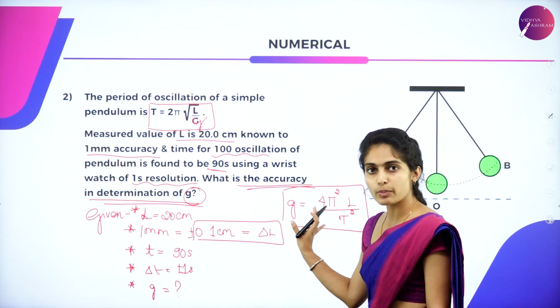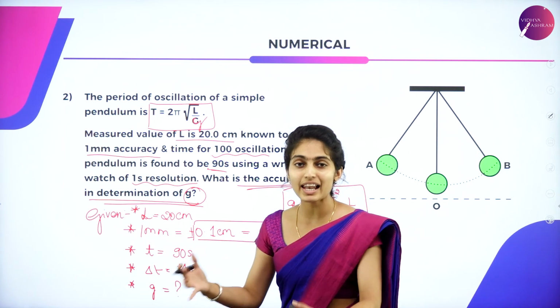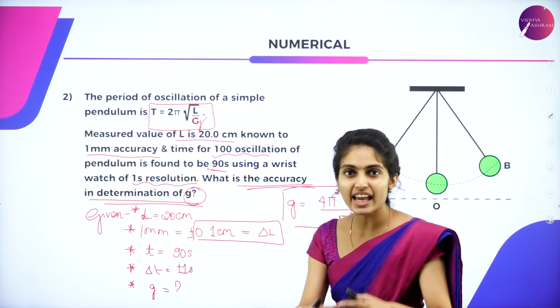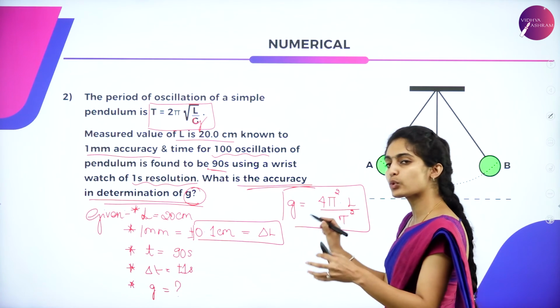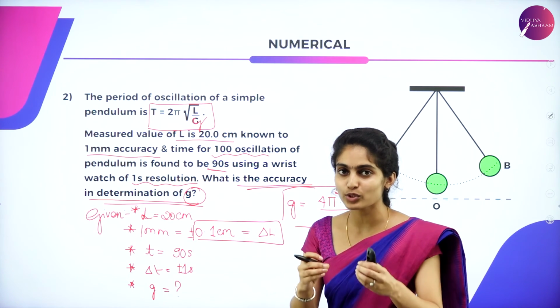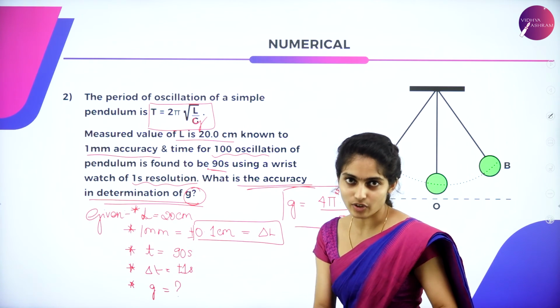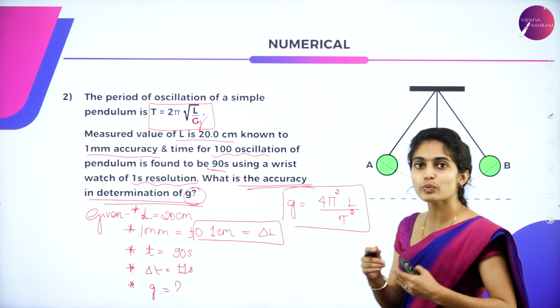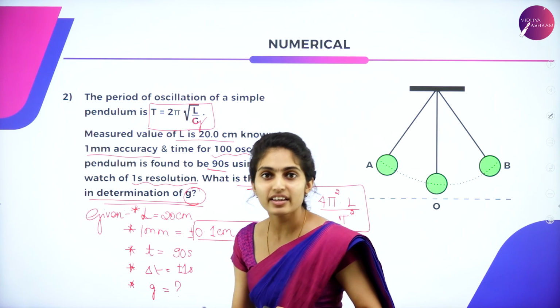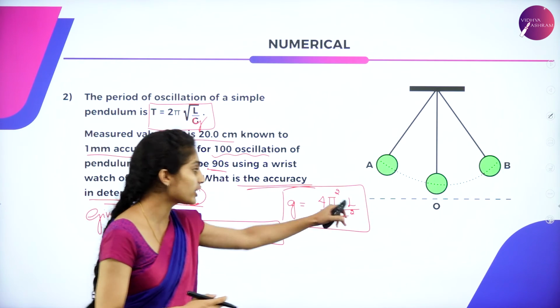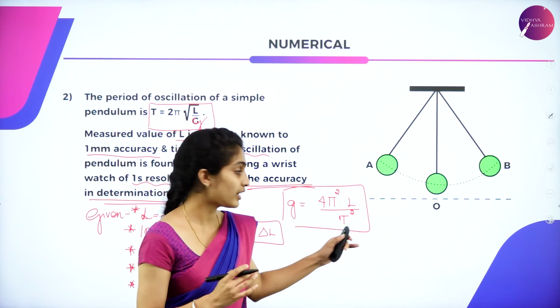Now, taking this formula, let us proceed further. We'll have to identify only the errors. See here, this 4 pi square is always a constant term, so there is nothing to do with the so-called errors. We can't bring errors in the constant terms. So L and T are variable things, so we can give error in those terms. So we have got error for L as well as error for T.